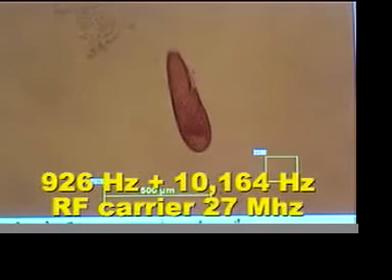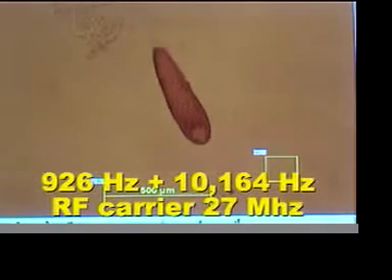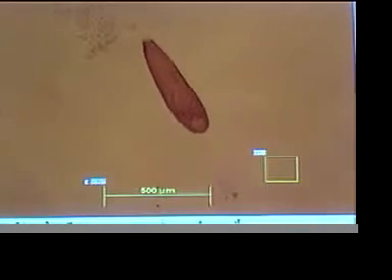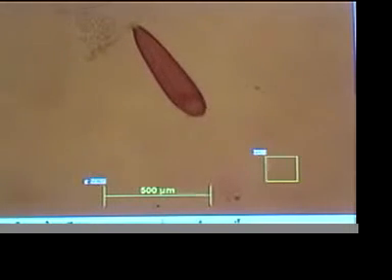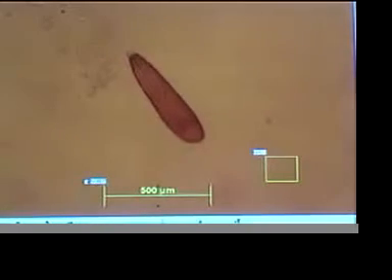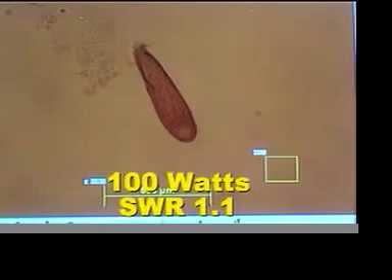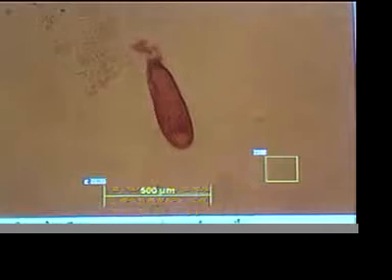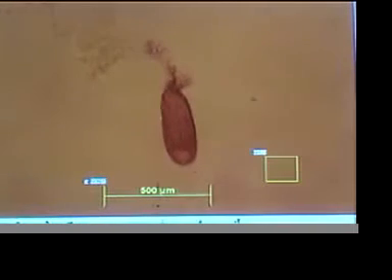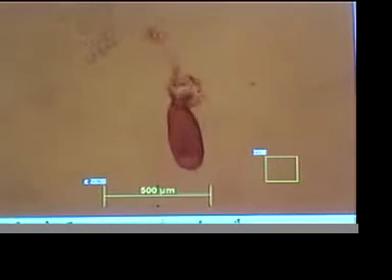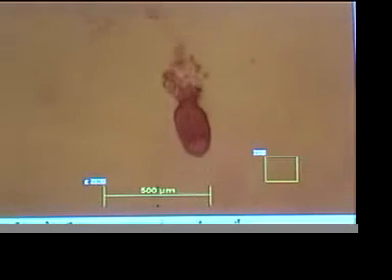126 Hertz plus 10,164 Hertz. 100 watts. SWR is almost just slightly above 1.1. There we go, a live devitalization. Look how tough he is. He can swim and disintegrate at the same time.